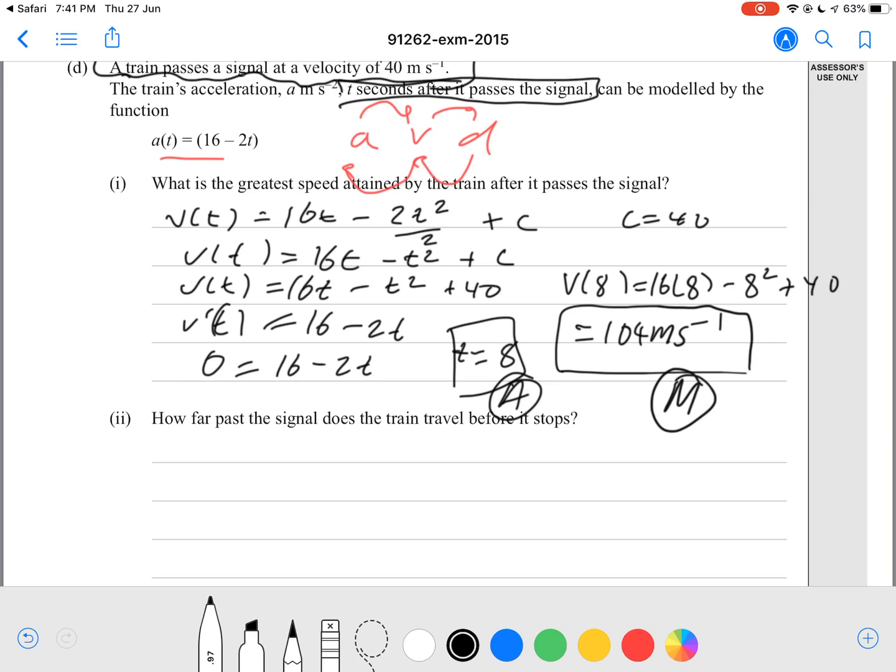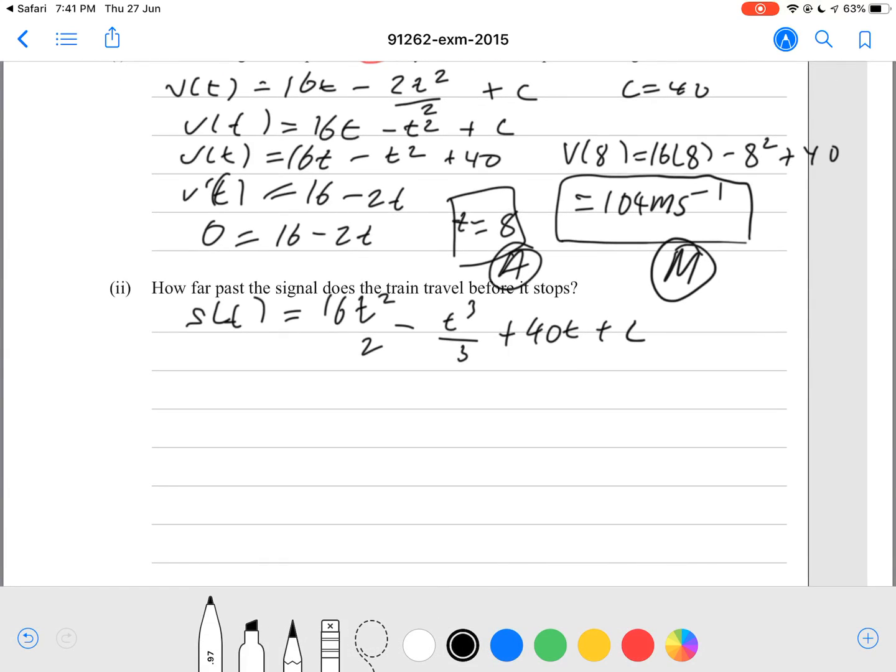But in maths it's usually called s of t, so we're going to write it as s of t. S is basically the distance. So s of t equals 16t squared divided by 2, minus t cubed divided by 3, plus 40t plus c. Okay, we just simplify this real quick. So s of t equals 8t squared minus a third of t cubed plus 40t plus c.